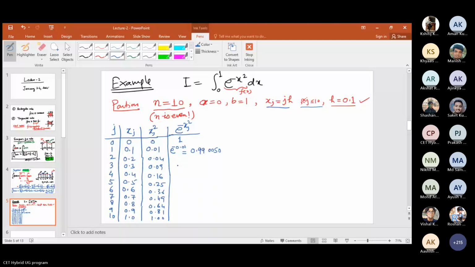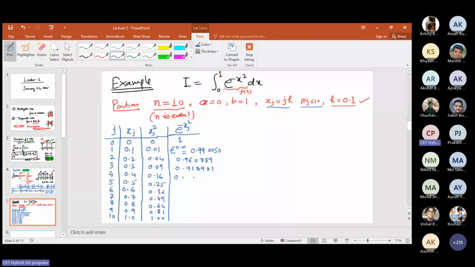ओके, सेकेंड वैल्यू इसी तरह से निकालोगे, e raised to power minus of 0.04, वो वैल्यू कितना निकल के आएगा? 0.960789. लास्ट क्लास में भी हमने कुछ वैल्यूज निकाली थी, if you recall. So I am writing all the values. 0.913931. I have evaluated all the values already. That's why I am filling all there. So it is not taking much of the time.